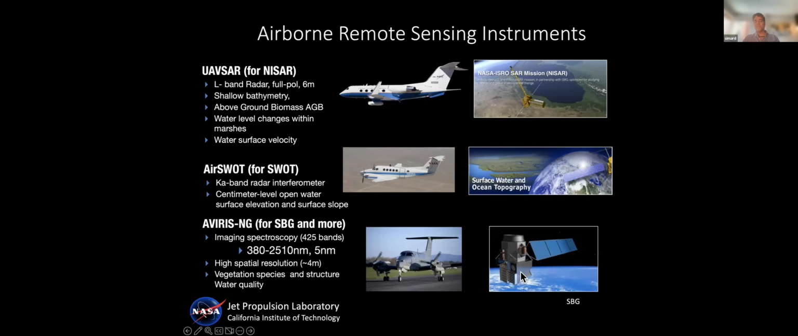AVIRIS-NG can be used to simulate SBG, the Surface Biology and Geology mission, which I'm not sure what the date is, but it's probably in the 2030s. Otherwise, there are other missions that can be used, such as Sentinel-2 or Landsat, which don't have the number of bands that AVIRIS has, but at least you can see some colors.